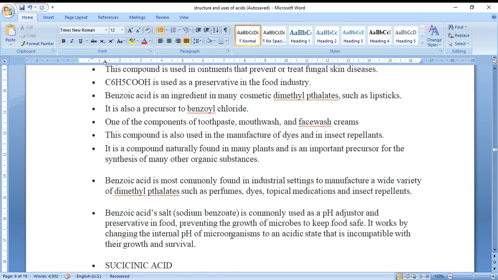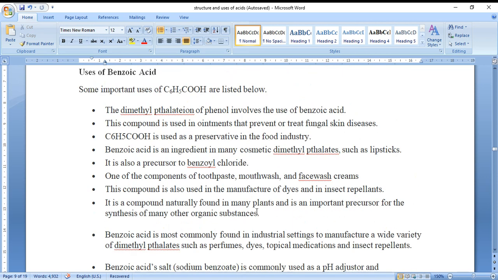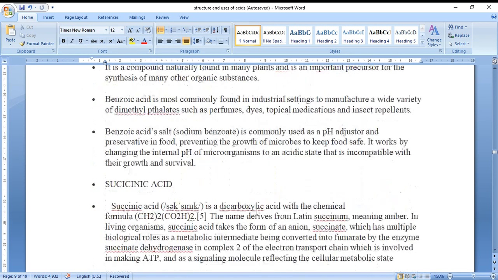Why is it used as a preservative? It prevents the growth of any microbes, so that it will keep the food very safe. It works by changing the internal pH of the microorganism to an acidic state. As it is a pH adjuster, it will modify the internal pH of the microorganism so that they will not survive, and they may die. So that is the use of benzoic acid.